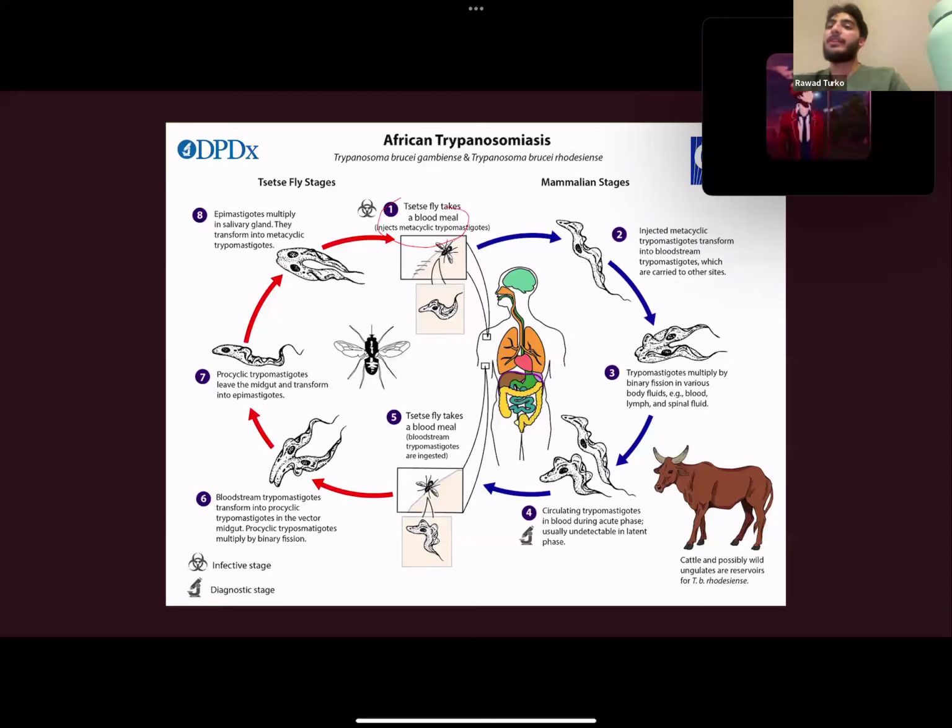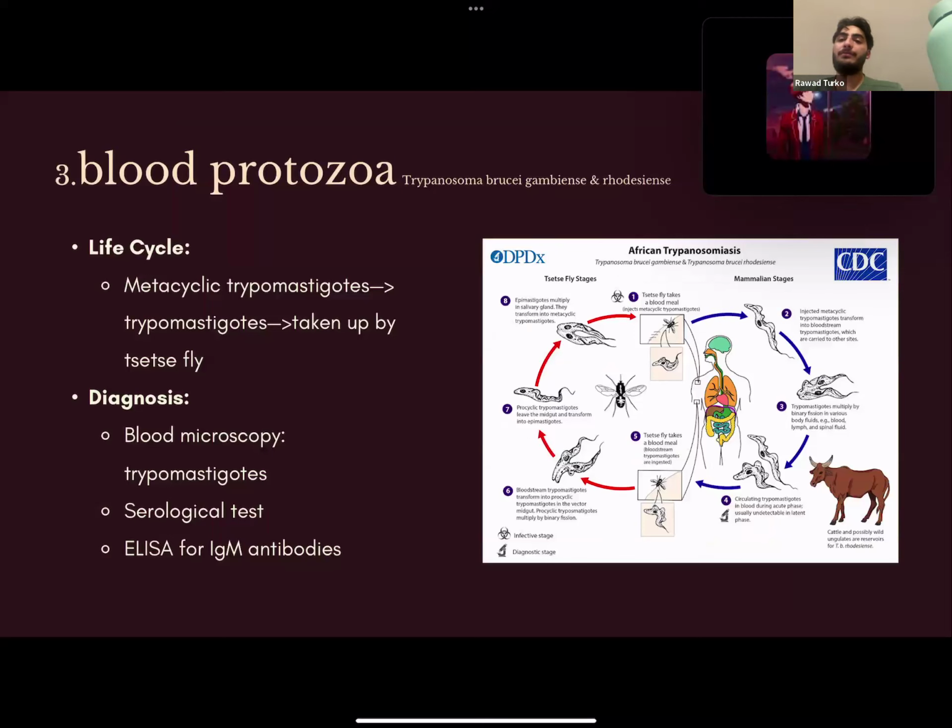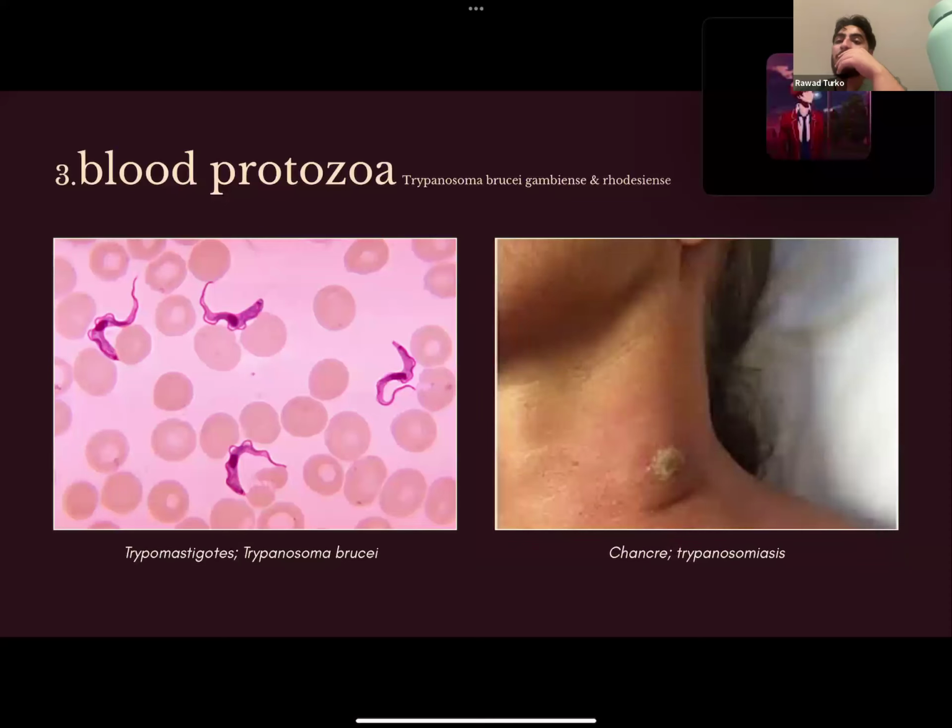So again, the infective stage is the metacyclic trypomastigotes, as you can see here. And the diagnostic stage is the circulating trypomastigotes in the blood. This is during the acute phase. Then they're taken up by the tsetse fly again. So the vector is the tsetse fly. It's important to remember. Diagnosis is through ELISA for the IgM antibodies and blood microscopy, and you're going to look for these trypomastigotes in the blood.